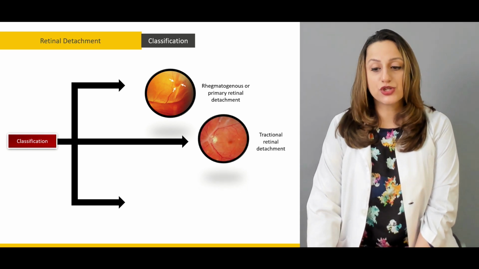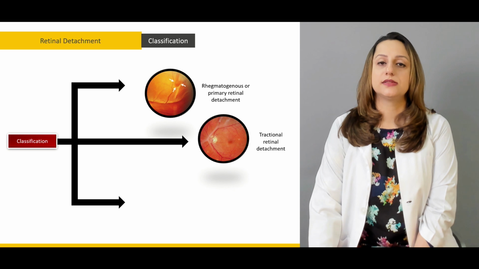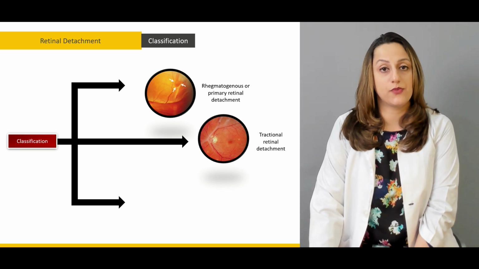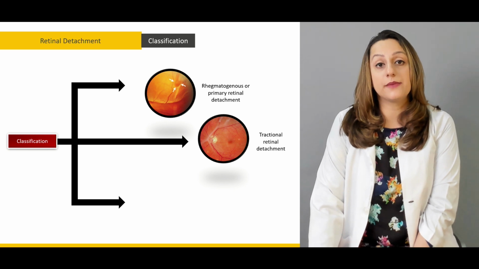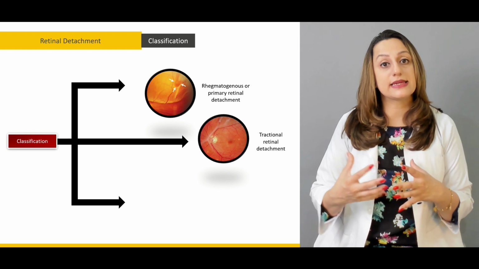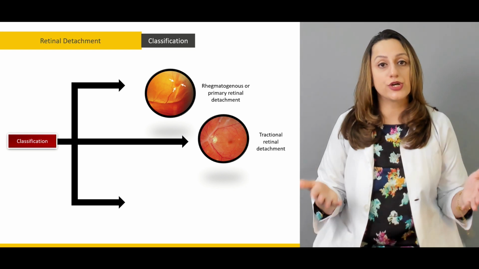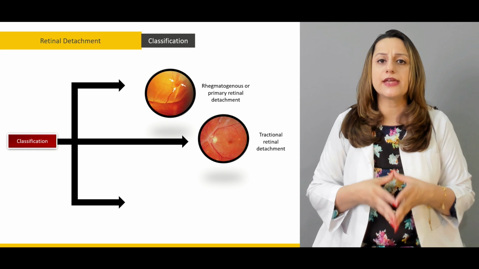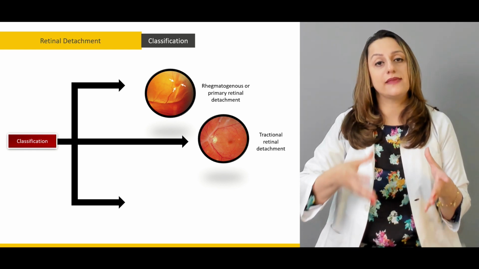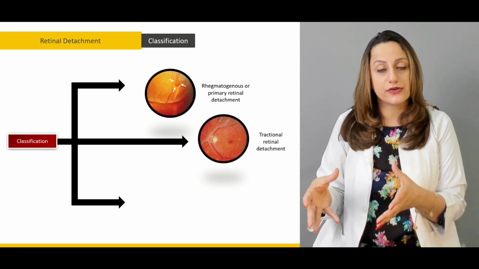Then the second major group is the tractional retinal detachment. What is the cause of the traction is very important. It can be neovascularization. That again can be a secondary condition due to lattice degenerations or due to different kinds of dystrophies of the retina that we talked about, and that resulted in neovascularization.